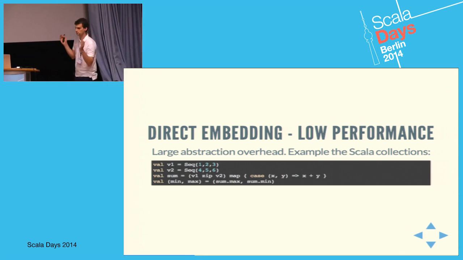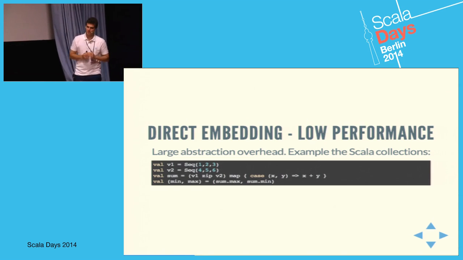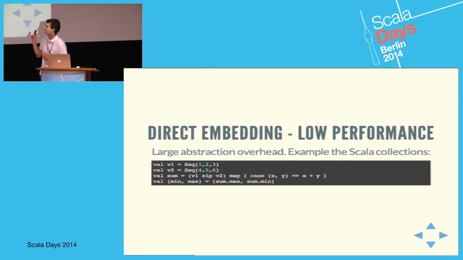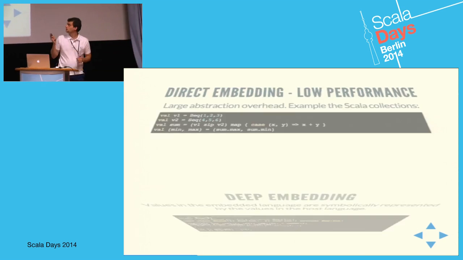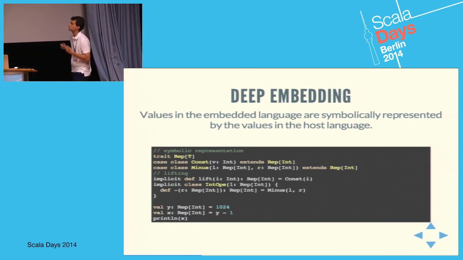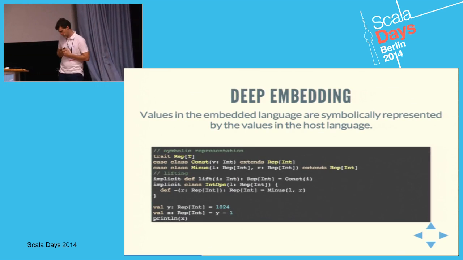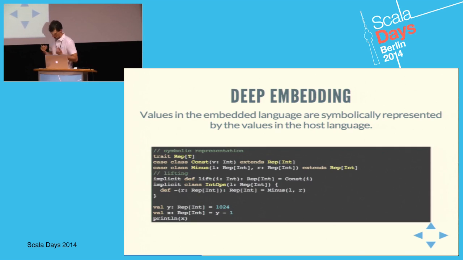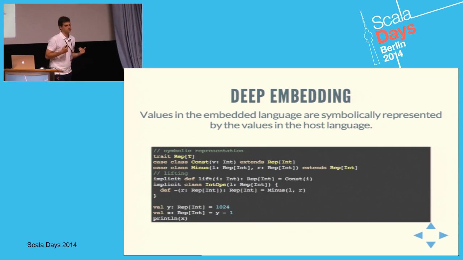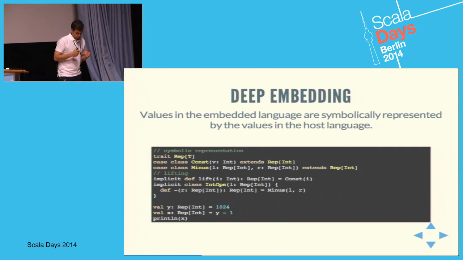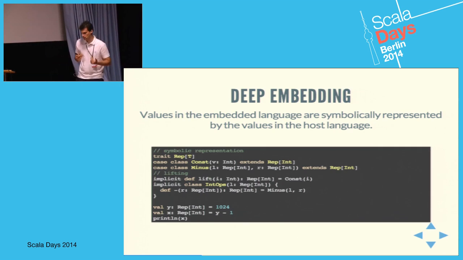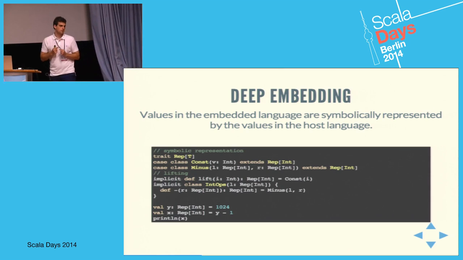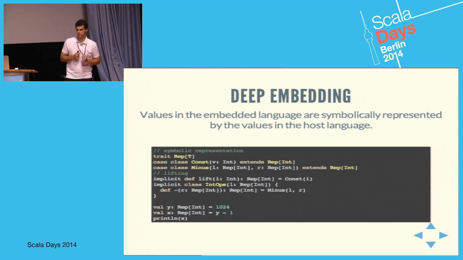So imagine our DSL user. Remember him. He wouldn't like this, right? Wait for a second for a query to finish. No, right? So we need something better. And essentially we come to a concept called a deep embedding. In a deep embedding, the values in the embedded language are symbolically represented by the values in the host language, so that the values in the embedded language are data structures in the host language. So we kind of build an intermediate representation.